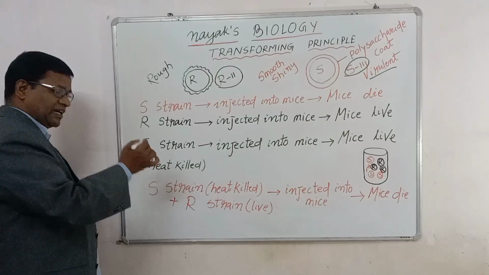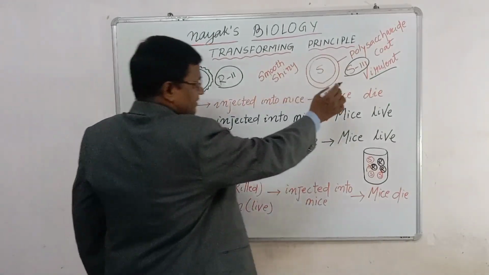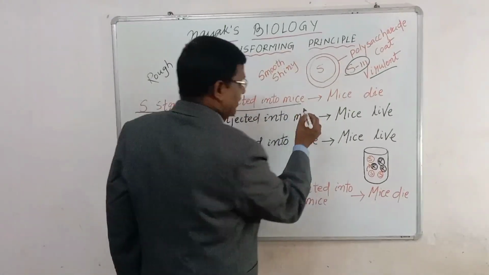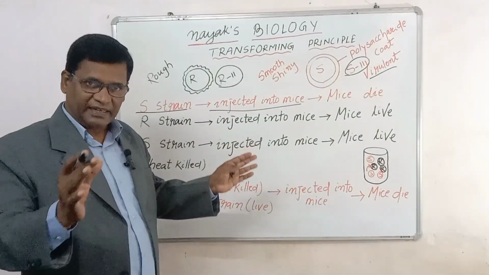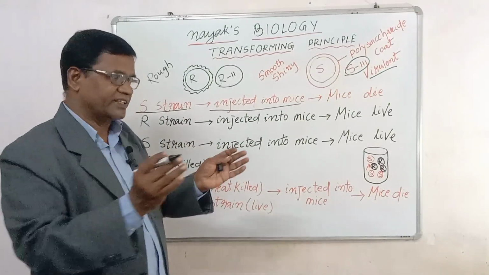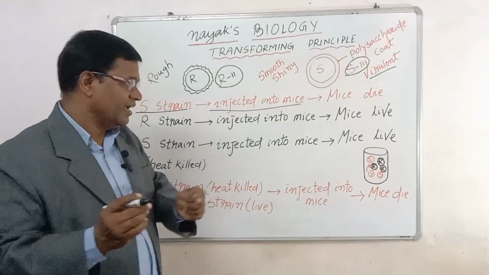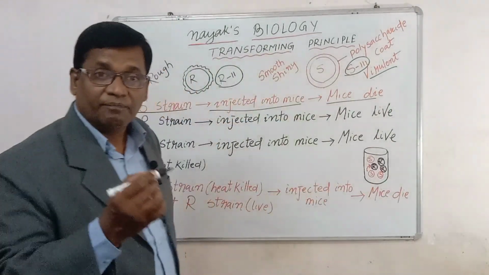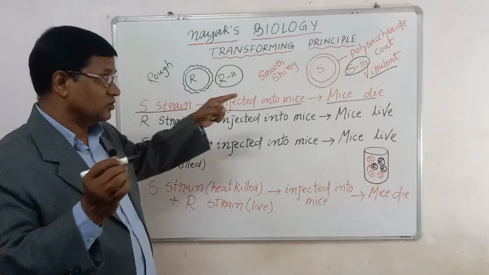Now we will start the experiment. What he did, he took the S strain. S strain means what? The virulent one. That means it is able to cause pneumonia. Then he injected it into the mouse. He had two cultures. If you clearly understand, he had a big lab with two cultures. In that, one plate was S culture, and another plate was R culture. That means rough culture and smooth culture. He took the smooth culture and injected it into the mice. Then what happened? The mice died. Why did the mice die? Because the mice were infected by pneumonia, because the bacteria cause pneumonia.